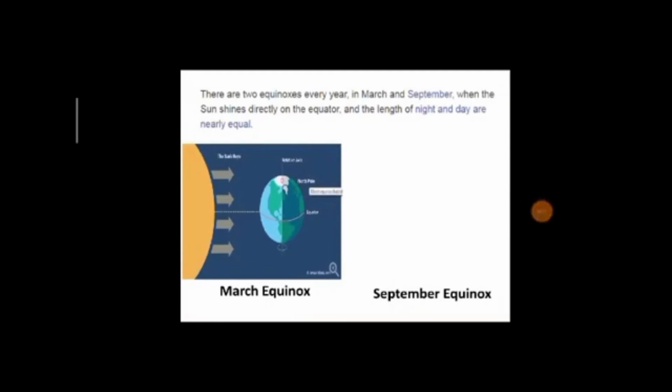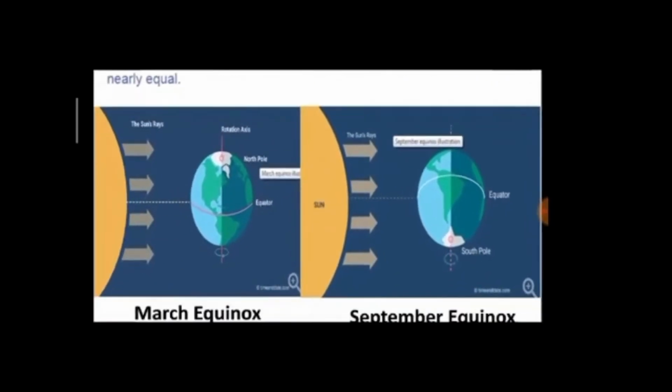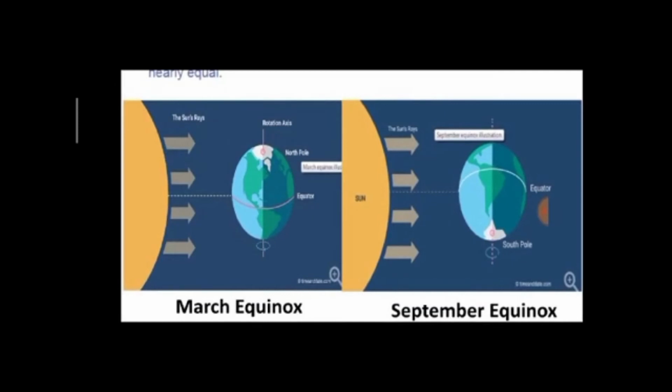Then children, there are 2 equinoxes every year in March and September, when the sun shines directly on the equator and the length of night and day are nearly equal. Now on the screen, the slide, you can see both the equinoxes, March equinox and September equinox, and you can see the difference in the position of the poles. Here you can see the circle of illumination and the tilting of the axis.